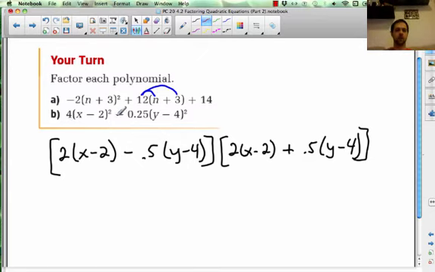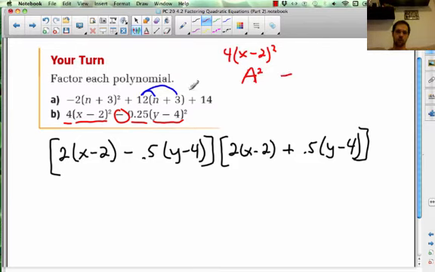The idea is to recognize this as a difference of squares. So this is a perfect square, as is 4. 0.25 is a perfect square, as is y minus 4 all squared. So we take 4 times x minus 2 all squared as our a squared value, and we take 0.25 times y minus 4 all squared as our b squared value.